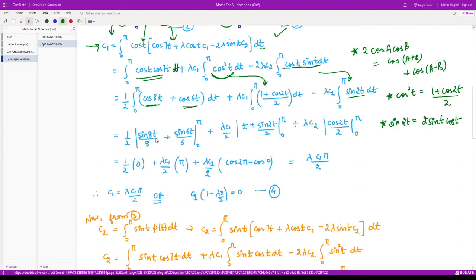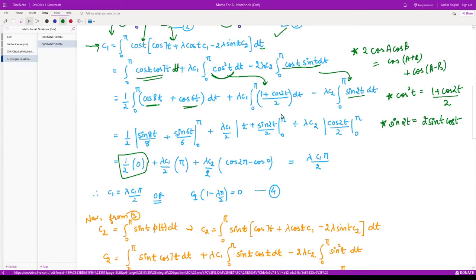Now we can easily integrate them. The integration of cos 8t would be sine 8t by 8, and of cos 6t, sine 6t by 6. We can evaluate the limits. We know sine 8 pi and sine 6 pi are 0. Again, sine 0 is 0, so we have 0 over here.